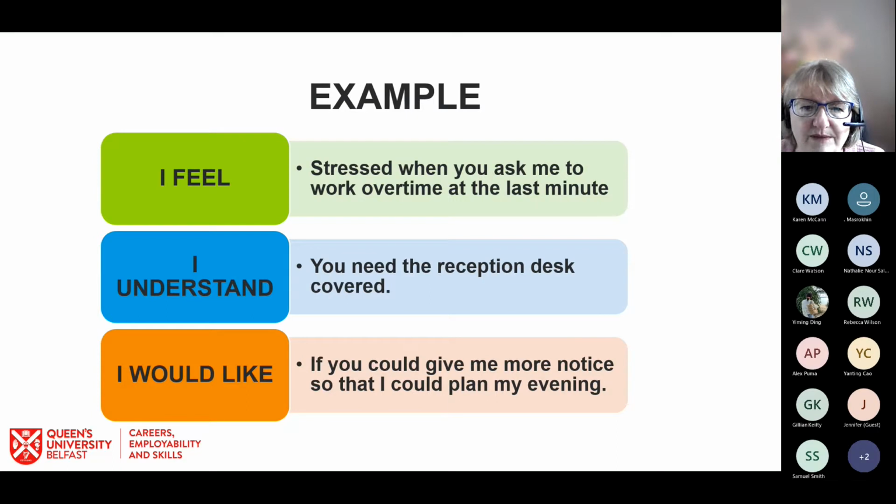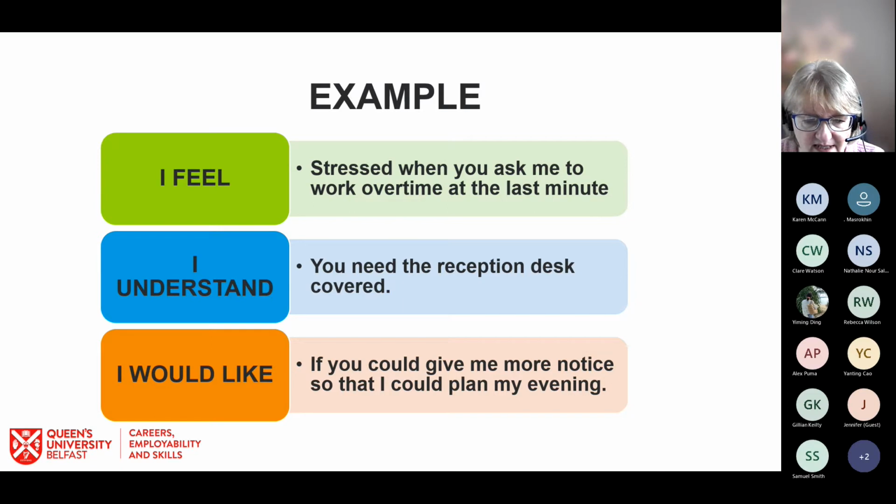So I'll give you an example of that one, just to make a little more sense of it. Your boss asks you to work late again, and unfortunately, as usual, has left it to the last minute to ask you. So you might say, I feel stressed, or I feel under pressure when you ask me to work overtime at the last minute. I understand that you need the reception desk covered. I would like it if you could give me more notice so that I could plan my evening. And of course, you could switch those words up a bit. So instead of saying, I would like you to, you might say, I'd appreciate it if, or it would be great if, so you're using your language, but in the same sort of format, as long as you make it a strong, positive statement.